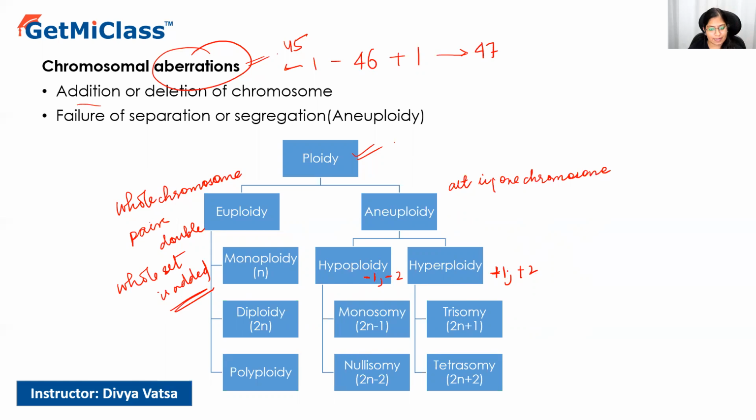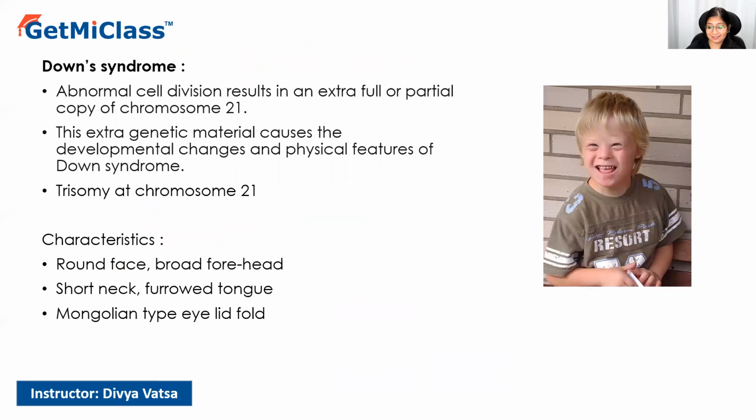So +1, +2, hyperploidy. In the hypoploidy case we will see monosomy. Suppose the base was 2N chromosomes. If one is gone, monosomy. If two are gone, nullisomy. Trisomy is when one chromosome is increased, and tetrasomy is when two chromosomes are increased. Okay. So we are going to study the cases of these.